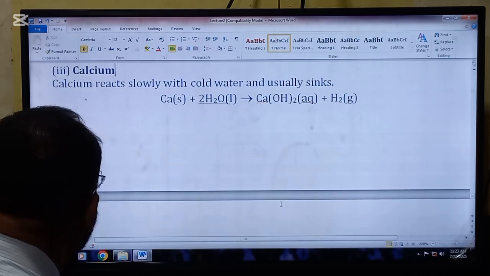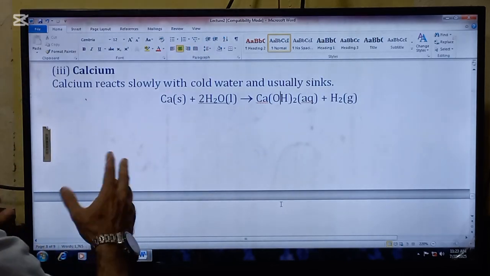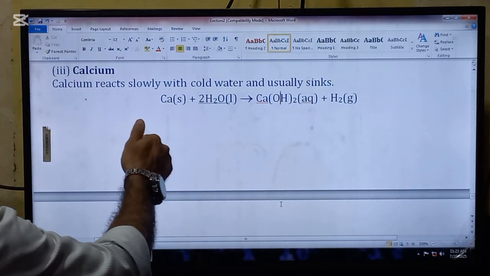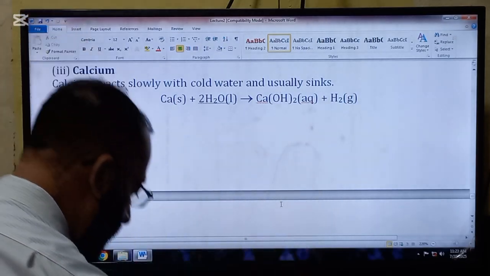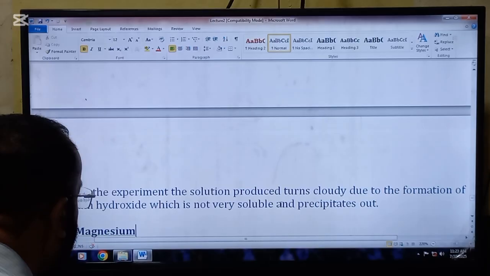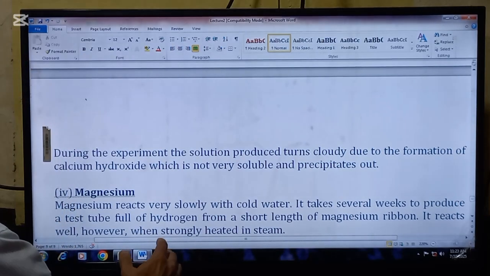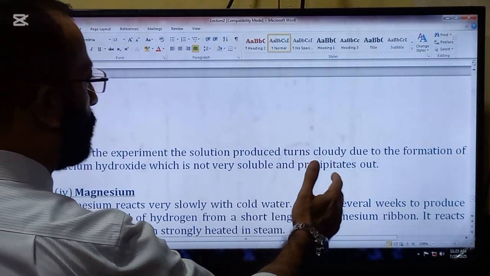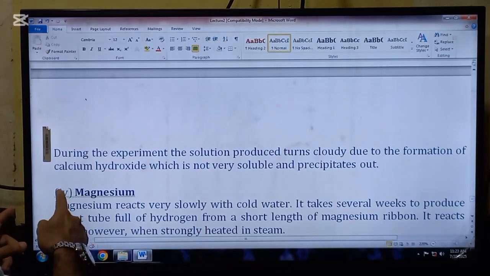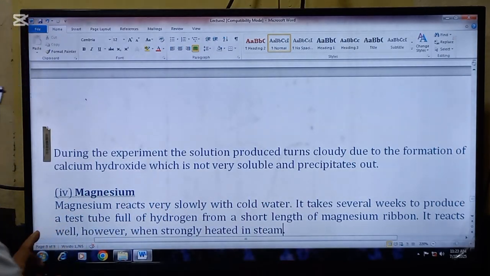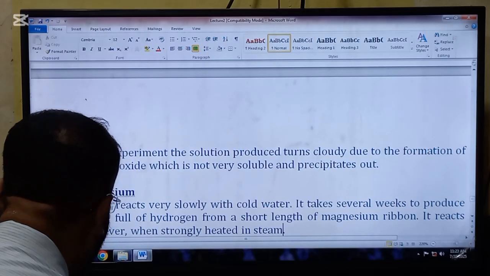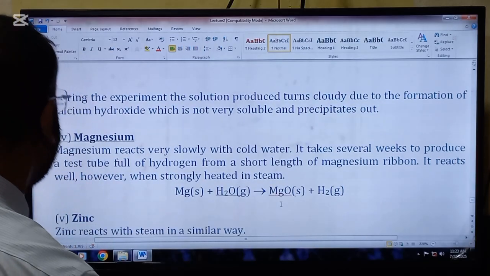The next metal that is going to be reacted with water is calcium. Calcium reacts very slowly with cold water and usually sinks. And here is the reaction. Hydrogen gas is again produced. During the experiment, the solution produced turns cloudy due to the formation of calcium hydroxide, which is not very soluble and precipitates out.